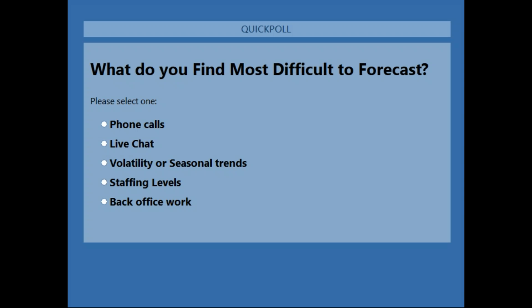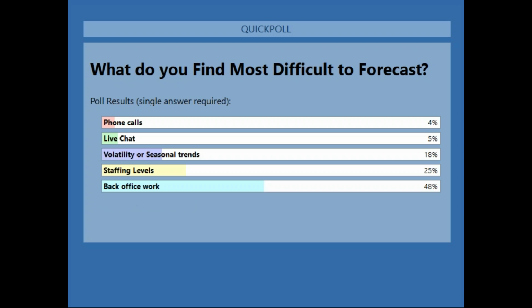And perhaps since we're talking about the secrets, it's not a surprise that guess is right. It's good we've got great experts here. 48% back office work, 25% staffing levels, 18% volatility or seasonal trends, and 5% live chat. So I know live chat's a headache for a lot of people.